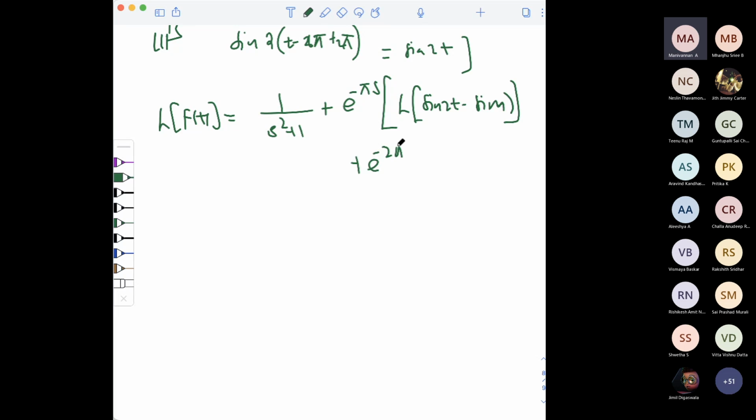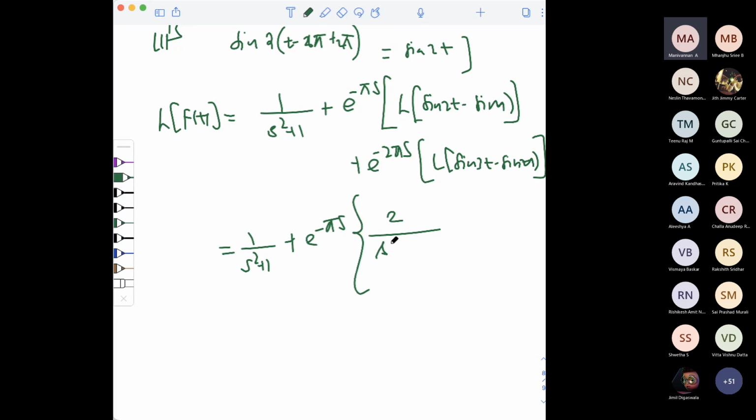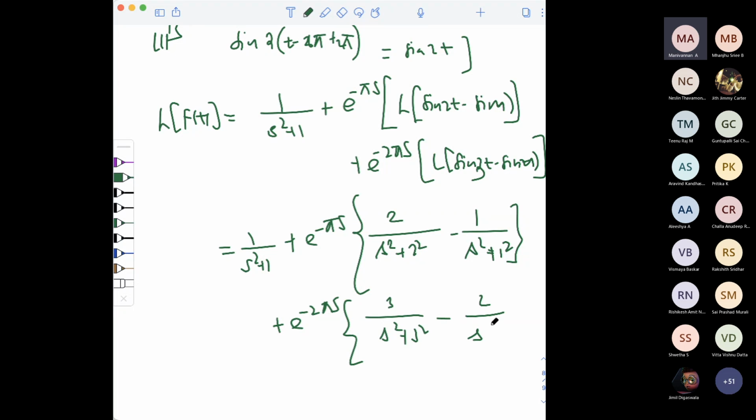Here e raised to the power minus 2 pi s, Laplace transform of sine 3t minus sine 2t is the remainder. So 1 divided by s square plus 1, plus e raised to the power minus pi s into, for this 2 divided by s square plus 2 square, and for this 1 divided by s square plus 1 square, then e raised to the power minus 2 pi s into, for sine 3t, 3 divided by s square plus 3 square minus 2 divided by s square plus 2 square. So this will be the answer. Is it clear how we are doing that?